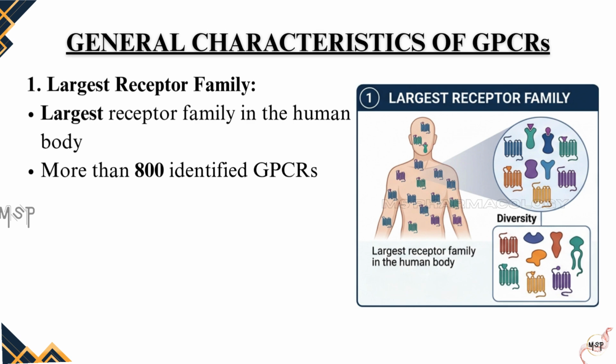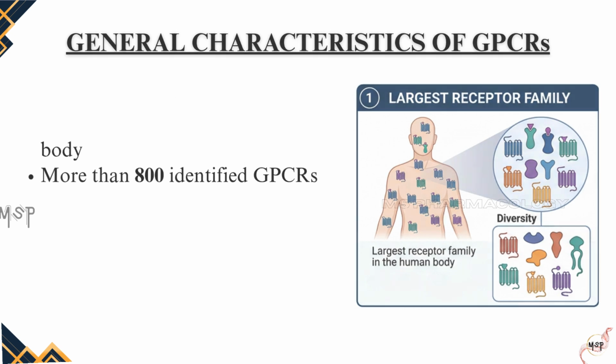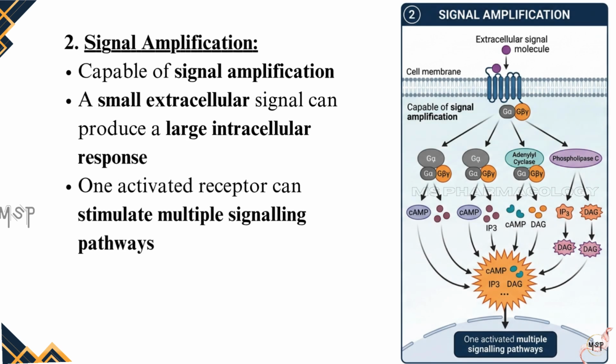First, GPCRs form the largest receptor family in the human body, with more than 800 identified receptors. Second, GPCRs are capable of signal amplification. This means that a very small signal outside the cell can generate a massive response inside the cell. For example, a single receptor activation can stimulate multiple intracellular signaling pathways, dramatically amplifying the signal.